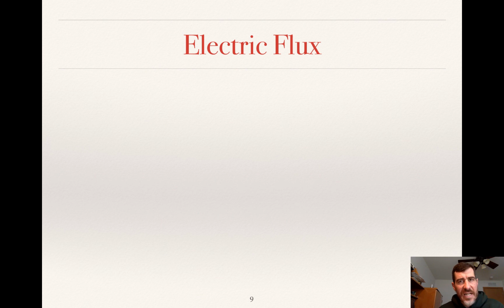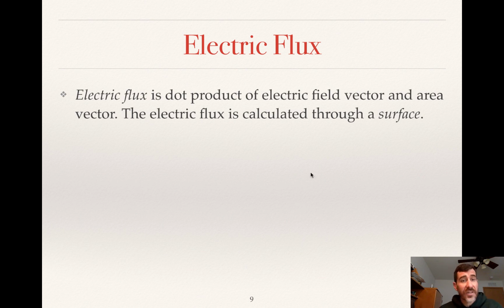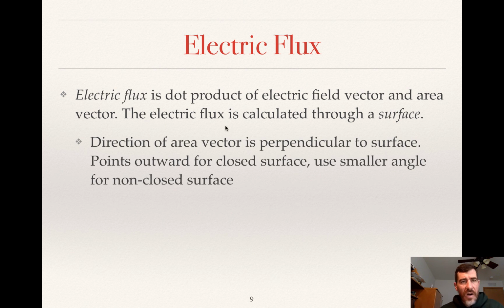But before we get to Gauss's law, we need to define electric flux. So this is where the box and the field lines come in. Electric flux is defined as the dot product of the electric field vector and the area vector, and the electric flux is calculated through a surface. While we talk about an area vector, it might seem kind of weird to think of area being a vector thing, but you can define a vector for an area.